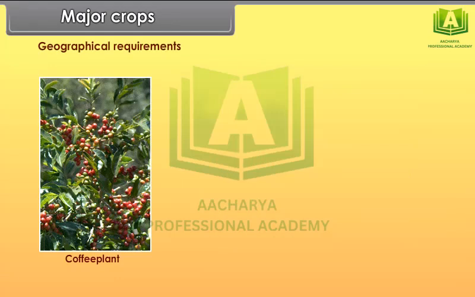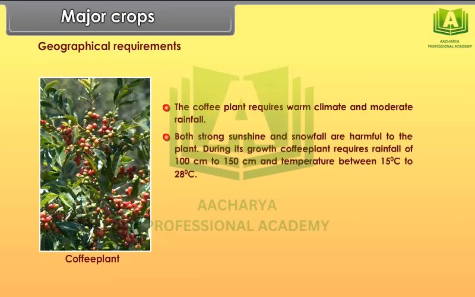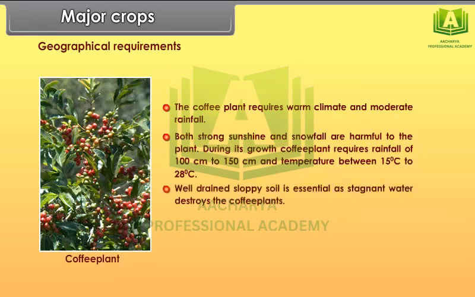Geographical requirements: the coffee plant requires warm climate and moderate rainfall. Both strong sunshine and snowfall are harmful to the plant. During its growth, coffee plant requires rainfall of 100 centimeters to 150 centimeters and temperature between 15 degrees Celsius to 28 degrees Celsius. Well-drained, sloppy soil is essential as stagnant water destroys the coffee plants.